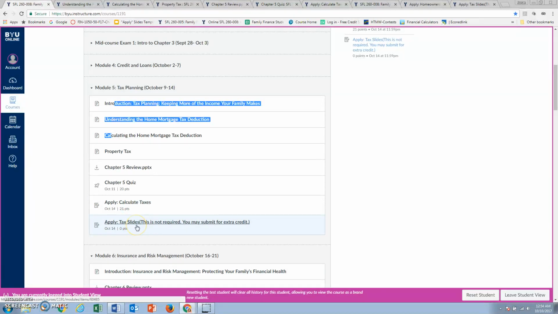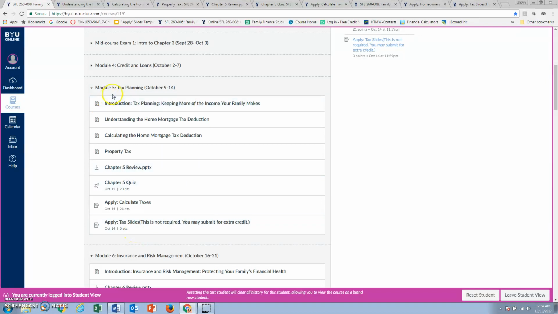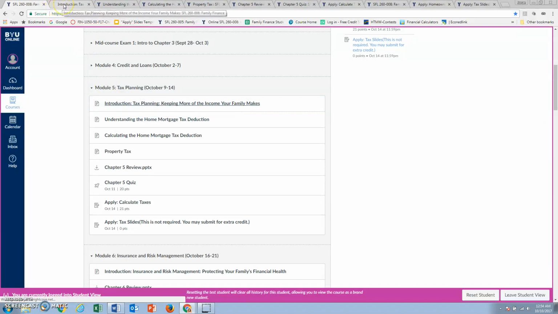If you would like to turn in this assignment, it's not required, but you can submit it this time for extra credit. But in the coming modules, there won't even be this assignment on there. To talk through what we're doing this week, the first thing you need to do is to go to this introduction on tax planning.